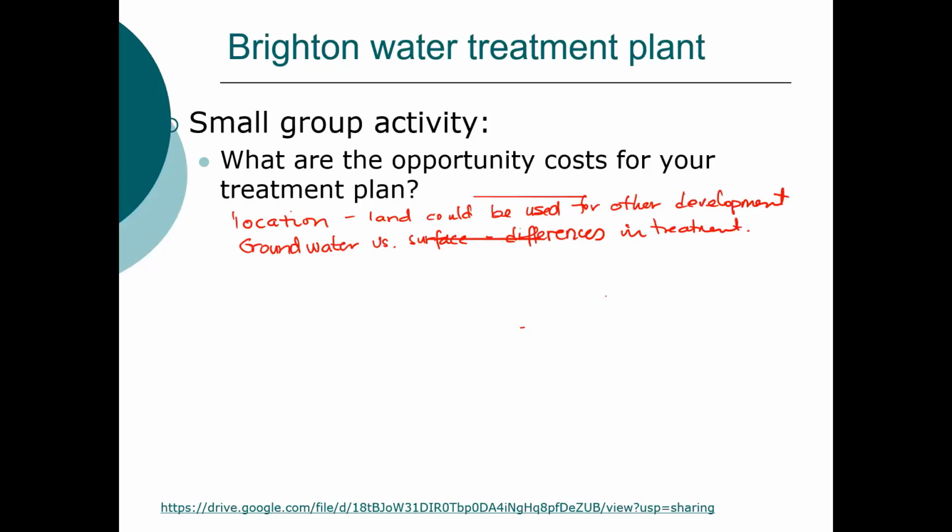Back to group 4. We also said that money could be used for some other kind of public service, like schools or roads or bridges, that kind of stuff. Excellent.